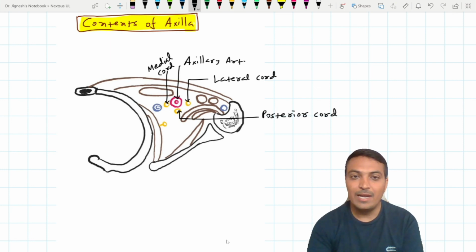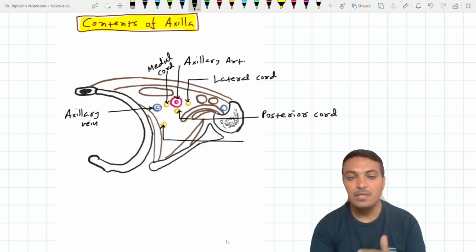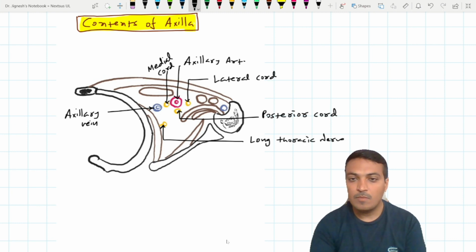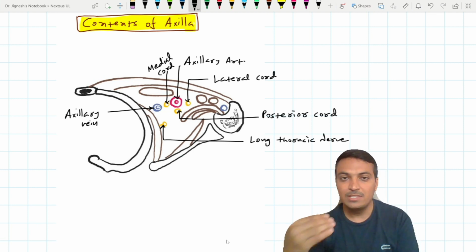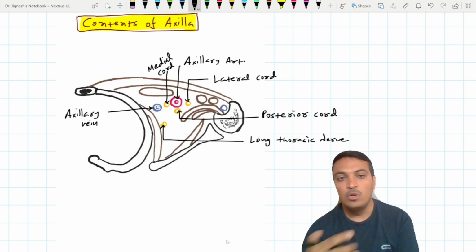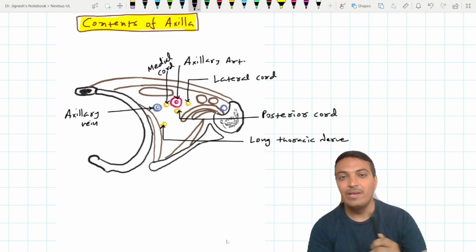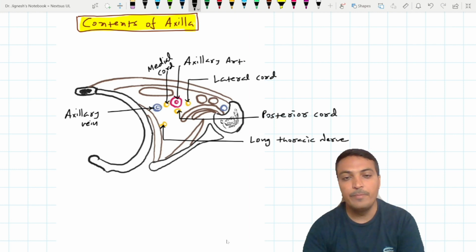Just near the axillary artery on the medial side, one vein is present, and that vein is the axillary vein. Along with that, we find this long thoracic nerve which is going to supply the serratus anterior muscle. It is also the content of this axilla. The intercostobrachial nerve, as we have discussed previously, is also one of the contents of the axilla, which pierces the medial wall of the axilla and enters into the axilla to supply the posterior-medial part of the skin of the upper arm.